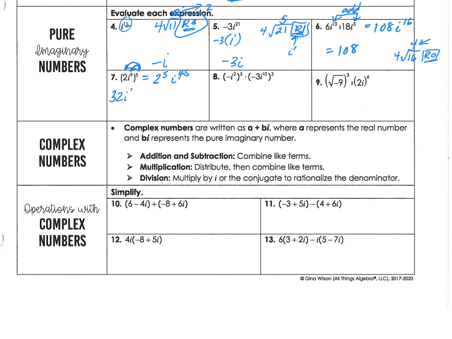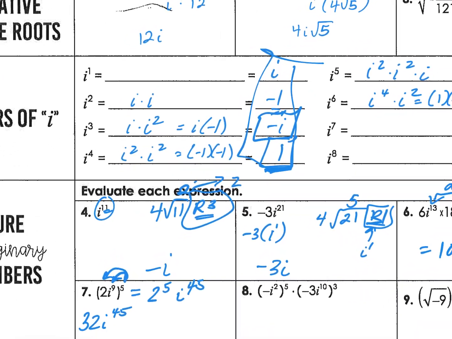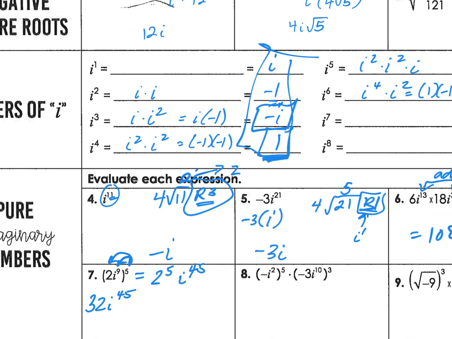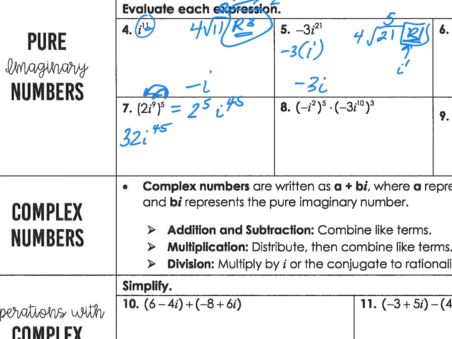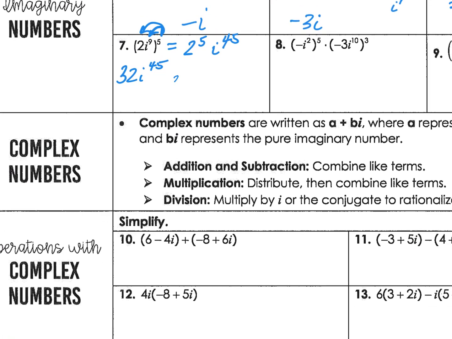i to the... All right, so how many times does 4 go into 45, with what remainder? Okay, remainder is 1, isn't it? So look up here. Tell me what a remainder of 1 would end up being. i. So this becomes 32i, doesn't it?